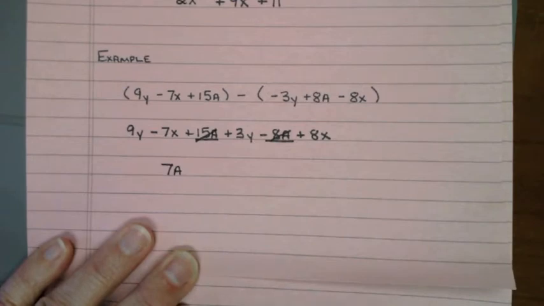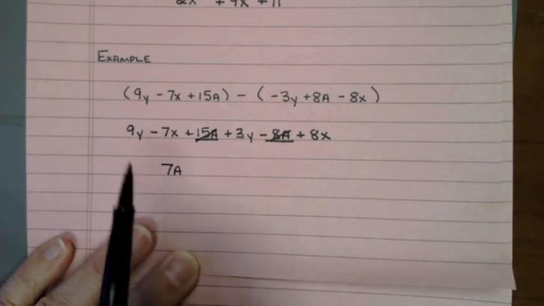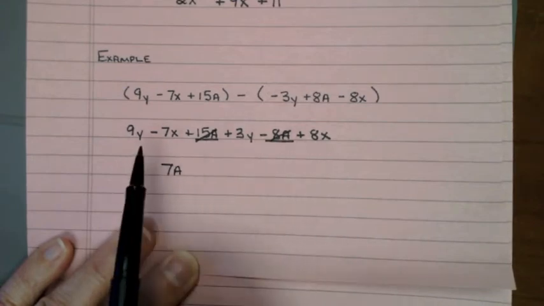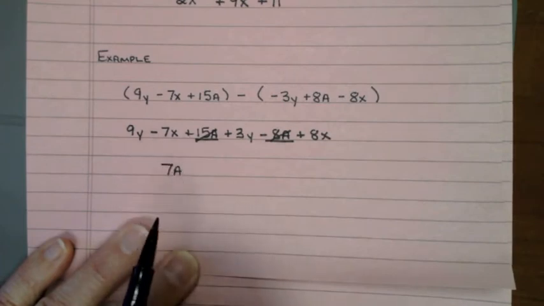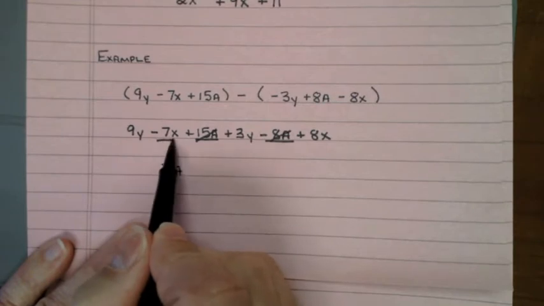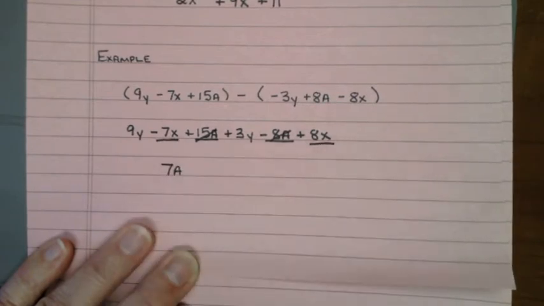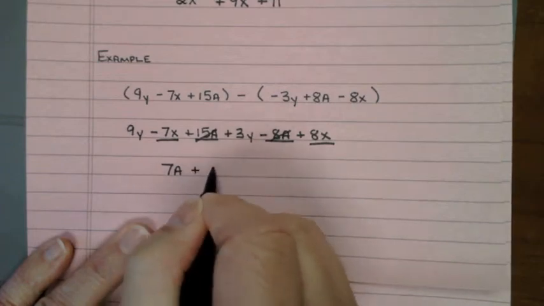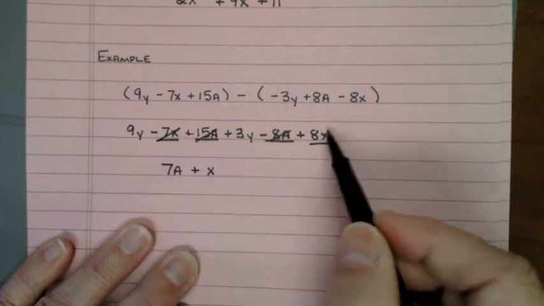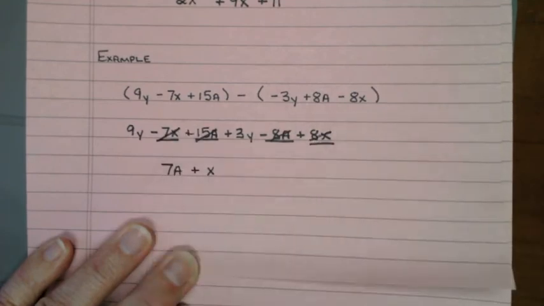Now I need to combine what will go next. I've got x's and y's, which comes first in the alphabet, x's. So that means I need to combine all the things that have x's together. That would be those two. Negative 7x and 8x give me positive 1x. I've combined that one and that one together.